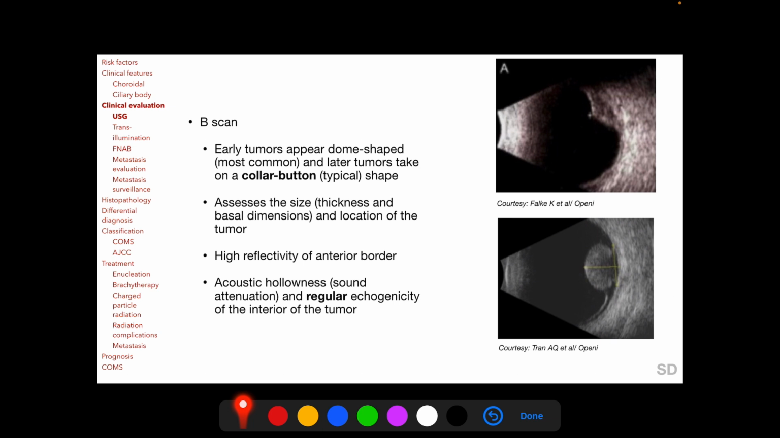B-scan ultrasound helps us to assess the size of the tumor with respect to its thickness and basal dimensions, as well as identify the location of the tumor. On the B-scan, the anterior border of the tumor shows high reflectivity, but in the interior of the tumor, though the echogenicity is regular and homogeneous, there is a decrease in the intensity of the echoes from the anterior to the posterior aspect of the tumor, and this is called acoustic hollowness or sound attenuation of the tumor.